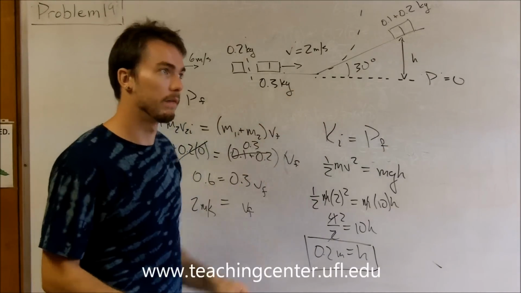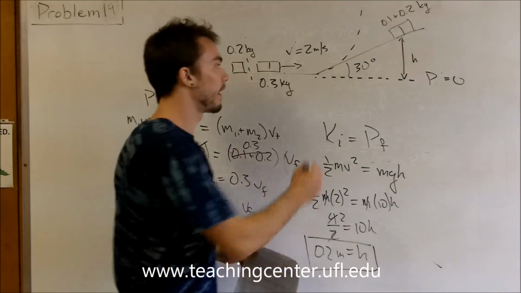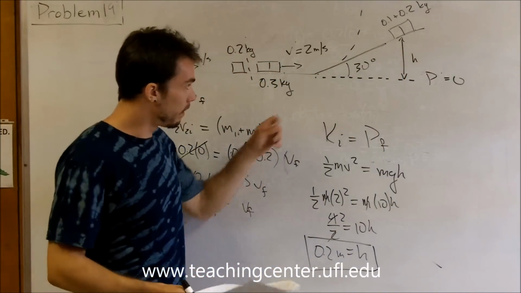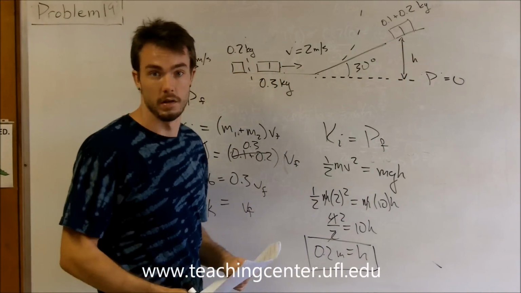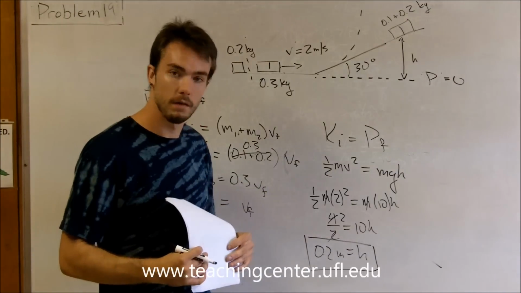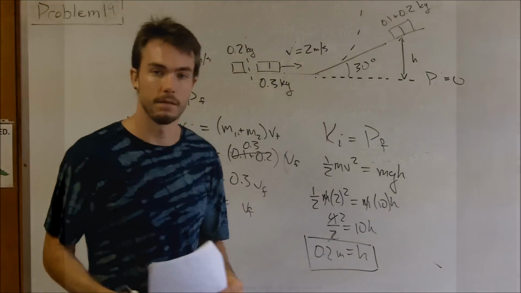This would have only mattered if we had a situation with friction or something where we had to actually determine the length of this. So 30 degrees was actually extraneous information. You did not need to know that for this answer. And that is how you solve this problem. H is equal to 0.2 meters.